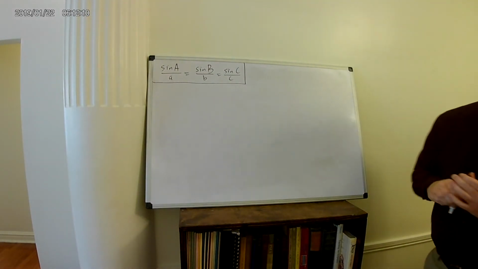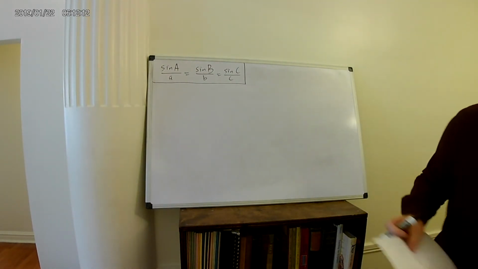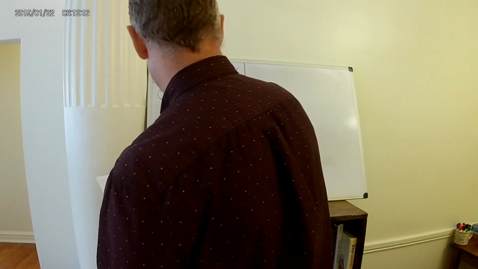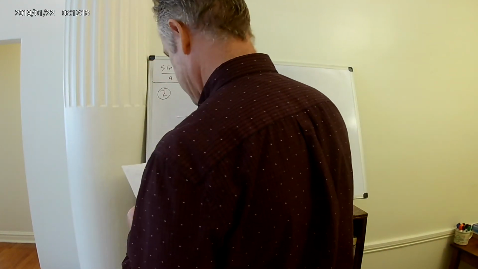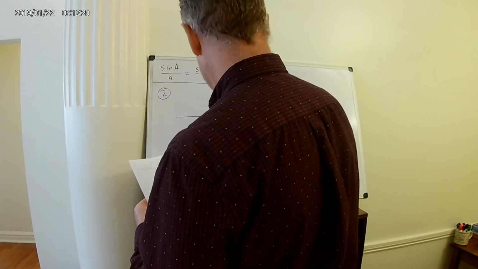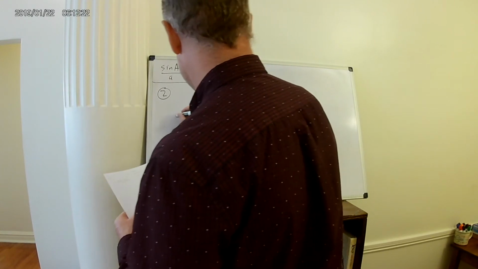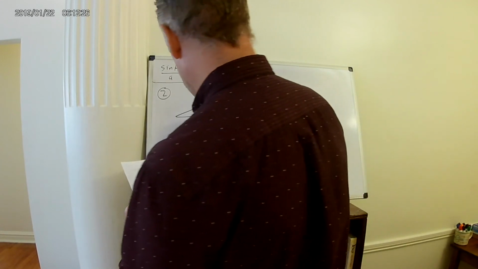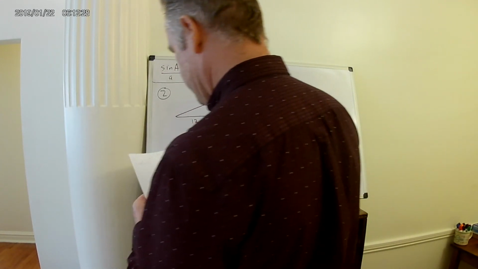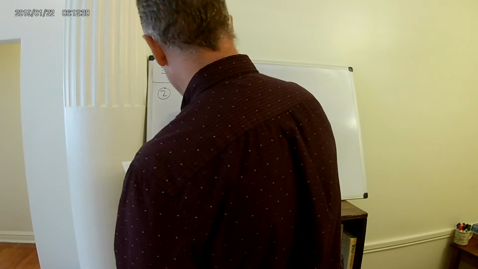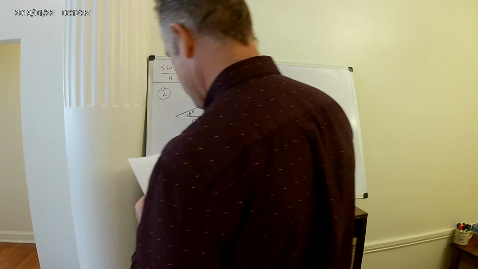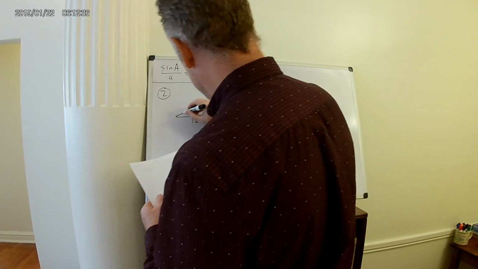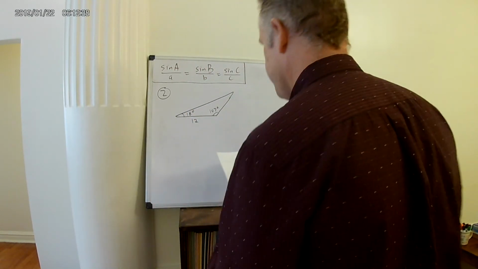Okay, our second example will involve this triangle. And in this triangle, we know that this side length is 12. We know this angle is 18 degrees. And we know this angle is 107 degrees.